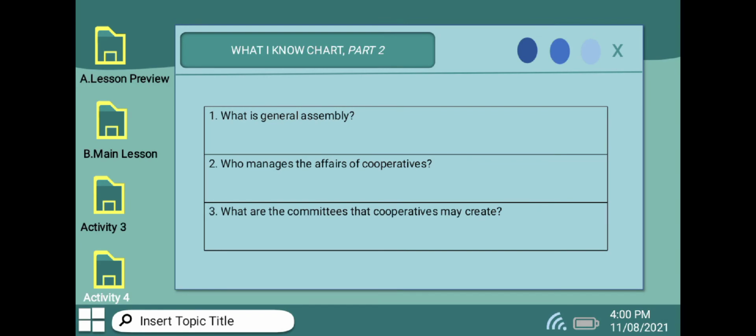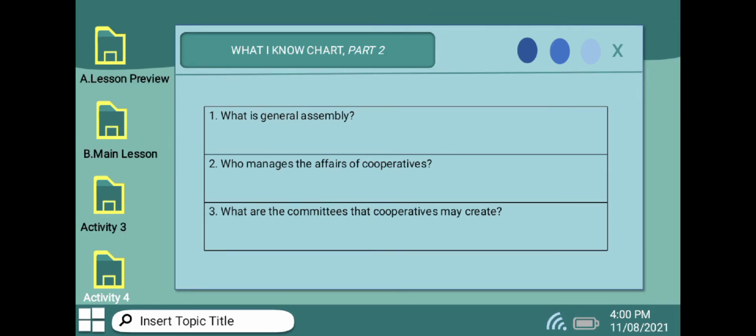For the What I Know chart part 2. Question number 1. What is General Assembly? It is the highest governing body in a religious denomination, and also one of the six principal organs of the United Nations, serving as the main deliberative, policy-making, and representative organ of the UN.